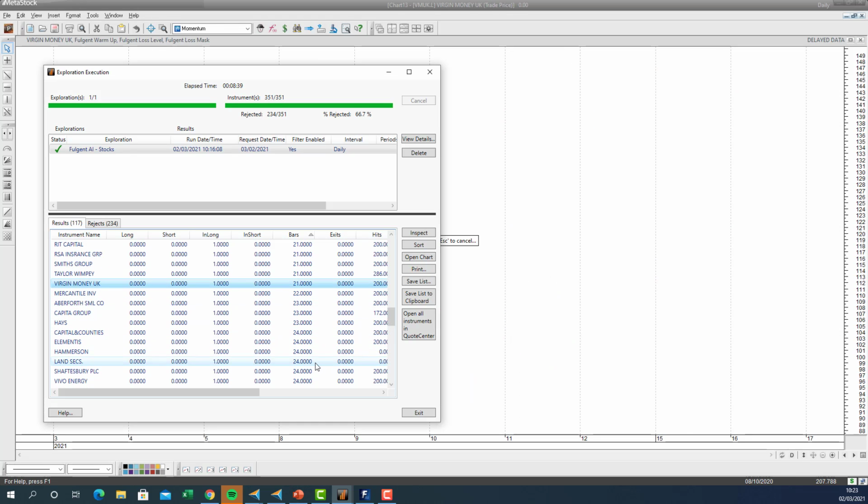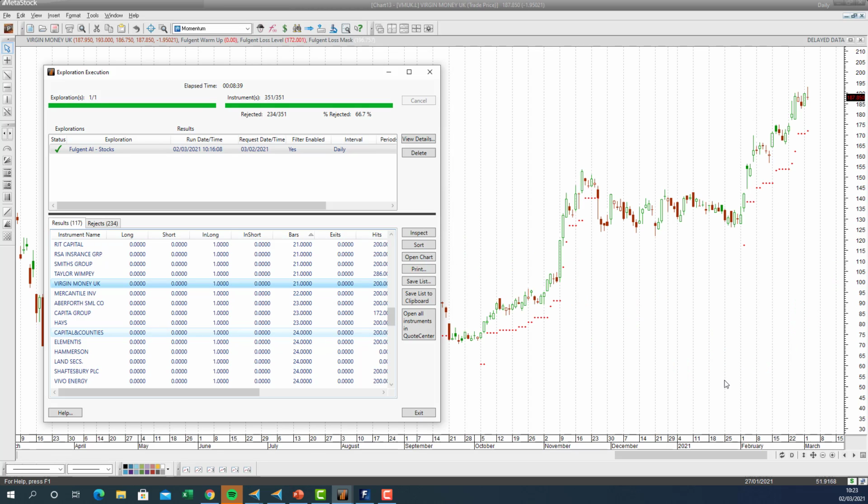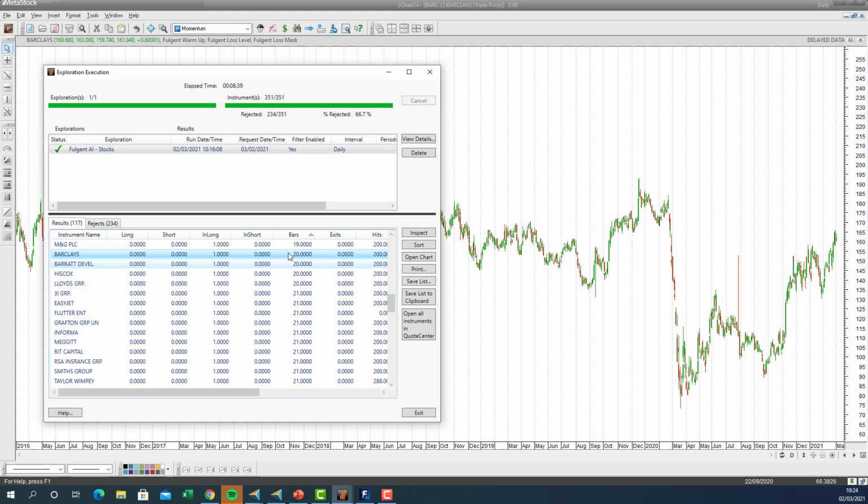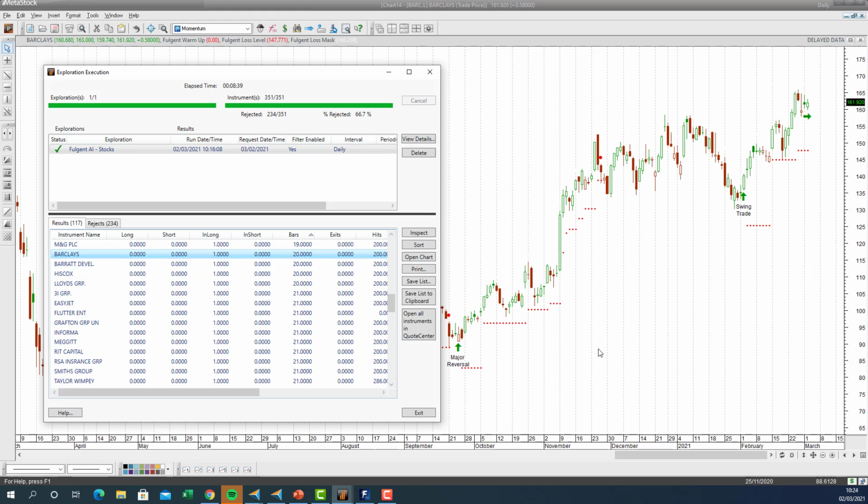Virgin Money, 21 days into a trade. See that? Oh, that one's worked out beautifully. You can see the trailing stop loss. The AI adds the trailing stop loss as we go along to the upside, so that one works well. Barclays. Let's have a look at the banks. Barclays. This is 20 days into a trade. You can see beautiful major reversal October, huge rally, took profit, another swing trade, huge rally. So that one worked out very well. 20 days into a trade there.